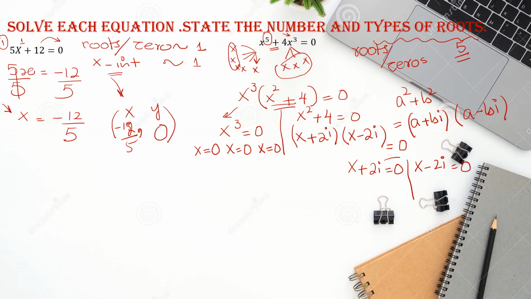And solve for x. So x equals negative 2i, and bring the minus 2i to the other side, x equals 2i. So you have two roots, both are zeros, one is negative 2i and the other is 2i. Hope you understood this question.